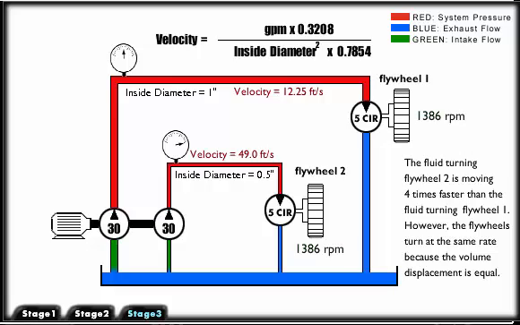The fluid turning flywheel 2 is moving 4 times faster than the fluid turning flywheel 1 because the inside diameter of the pipe for flywheel 1 is twice the size of the inside diameter of flywheel 2. However, the flywheels turn at the same rate because the volume displacement is equal in both systems.